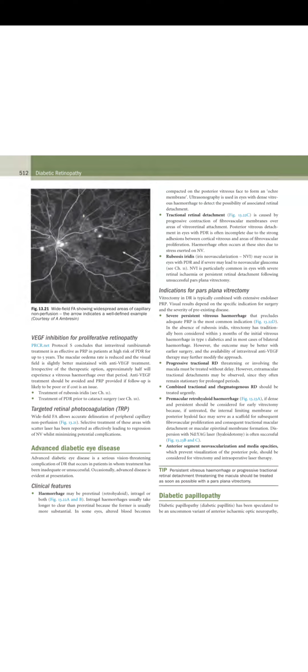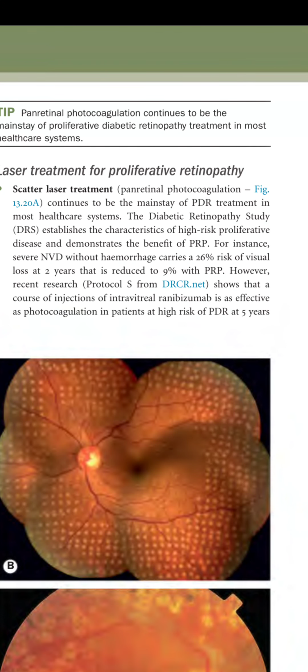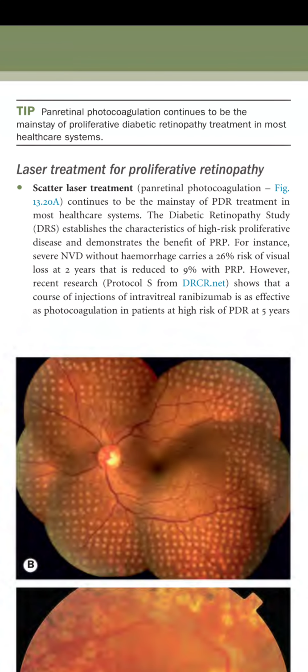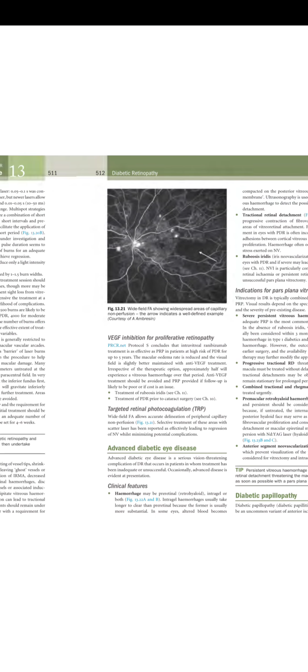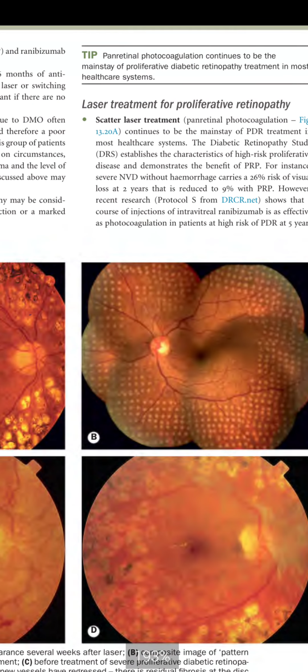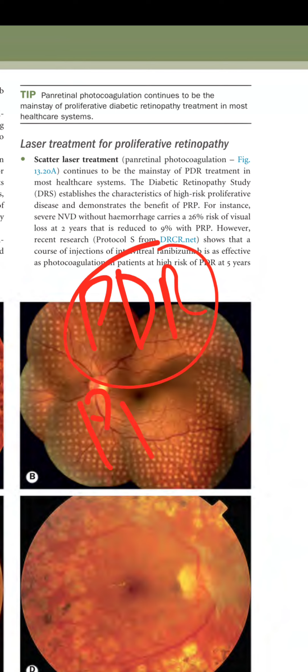So next is the treatment of proliferative retinopathy. There is laser treatment for proliferative retinopathy. There can be scatter laser treatment, there can be anti-VEGF, and there can be targeted retinal photocoagulation. Scatter laser treatment, pan-retinal photocoagulation, continues to be the mainstay of PDR treatment in most healthcare systems. So when there is new vessel formation, PRP is basically the mainstay of treatment in most cases.